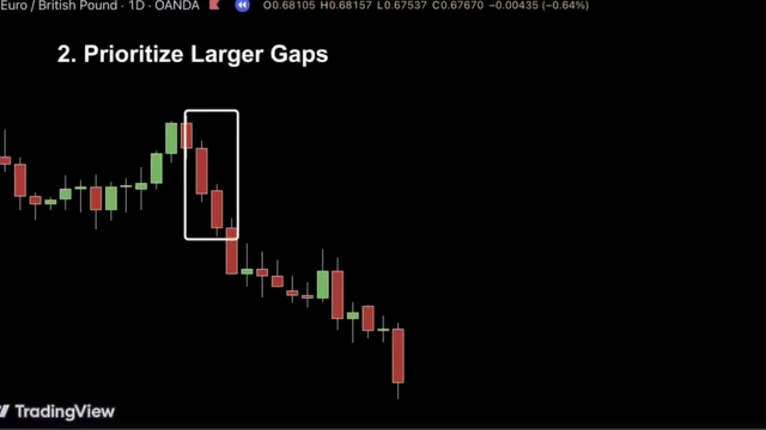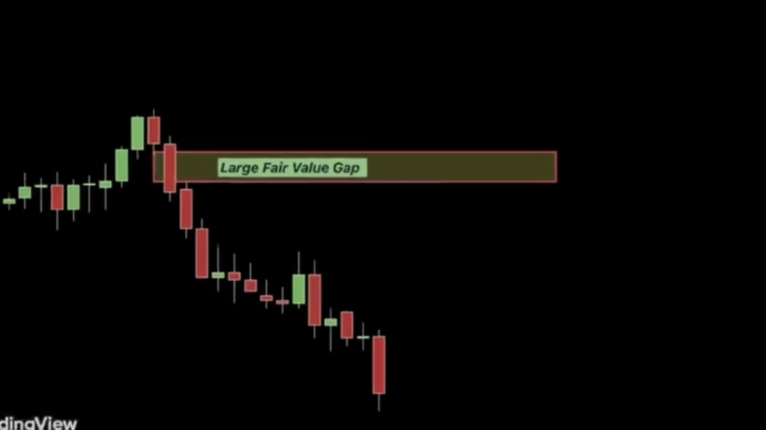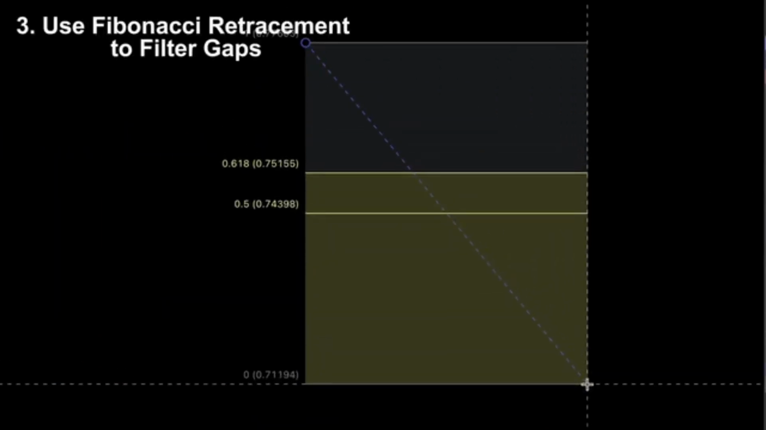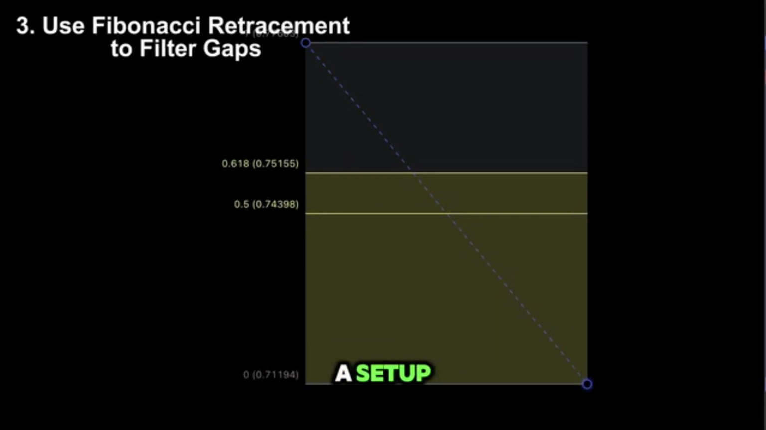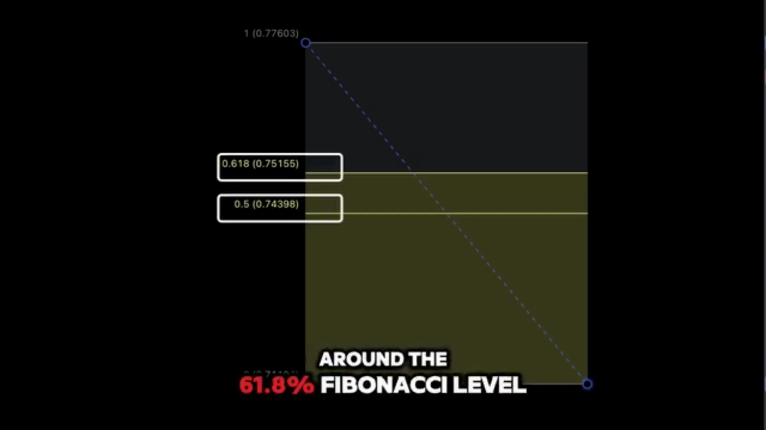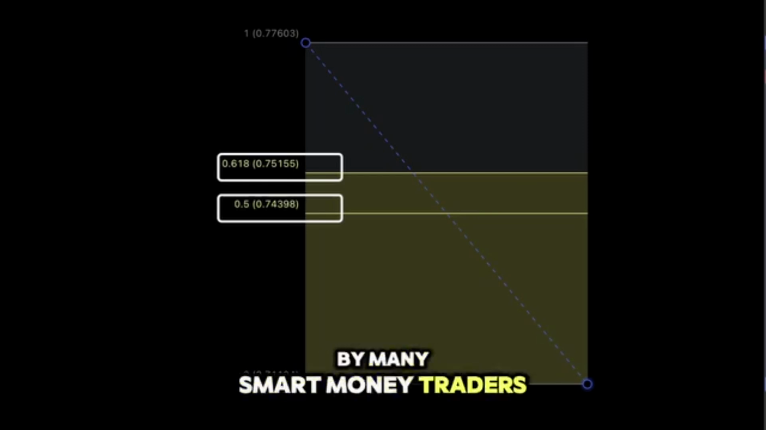Prioritize larger gaps. Larger fair value gaps are typically more reliable. They indicate a stronger imbalance between buyers and sellers, making them more likely to act as solid support or resistance zones. When comparing gaps, always prioritize those with greater size. Use Fibonacci retracement to filter gaps. When you encounter multiple fair value gaps in a setup, focus on those forming around the 61.8% Fibonacci level or the 50% level, which is closely watched by many smart money traders.